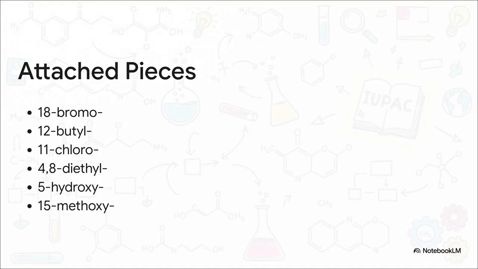So what about all that stuff in the middle? Well, that's just the rest of our recipe. It's an alphabetized list of all the other ingredients attached to the main chain. We've got a bromine atom at position 18, a butyl group at 12, a chlorine at 11. You see the pattern? Every single piece has a name and a number telling you exactly where it goes.